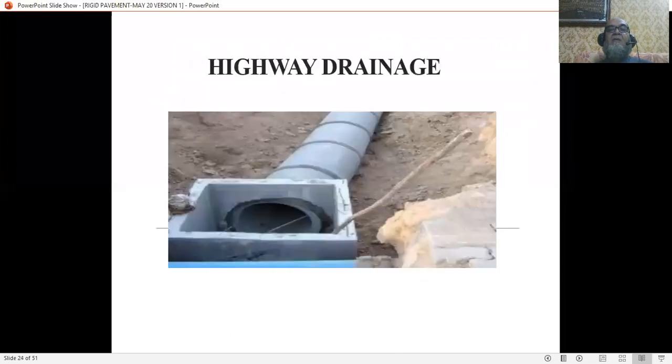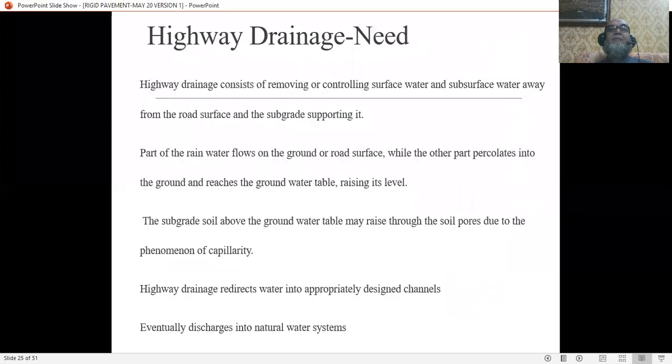Now, we'll discuss highway drainage. It's a very important part. One of the reasons why our pavements fail is the lack of an adequate highway drainage system. What is the need? Highway drainage consists of removing or controlling surface water and subsurface water, the water coming from the road surface and the subgrade supporting it.